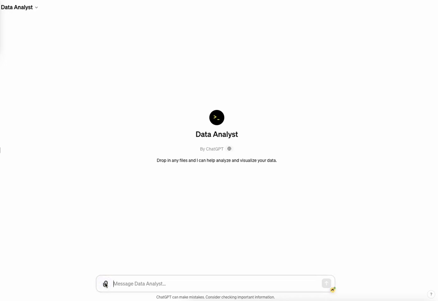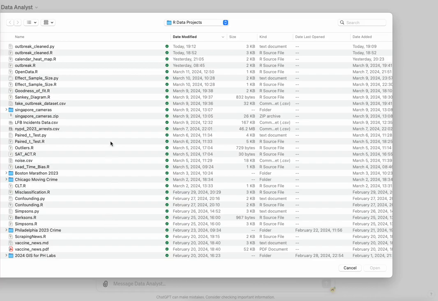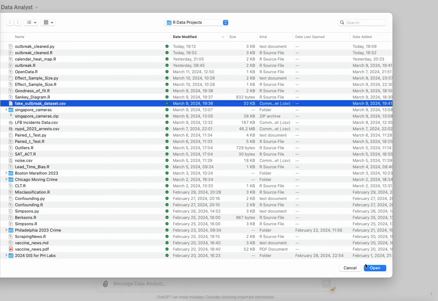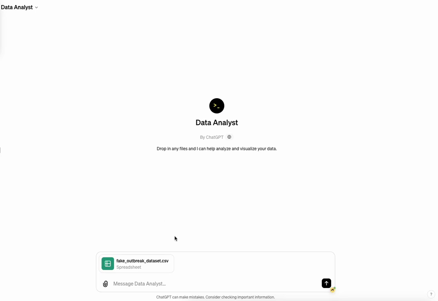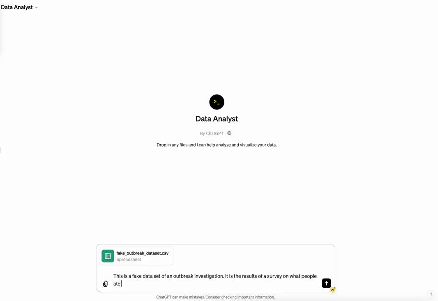So I'm going to load some fake data. I have a fake data file on here, Fake Outbreak data set right there, and you can see all the other coding that I've been doing. This is a fake data set of an outbreak investigation. It is the results of a survey on what people ate or did not eat at a party, and it also shows who was sick and who was not sick.